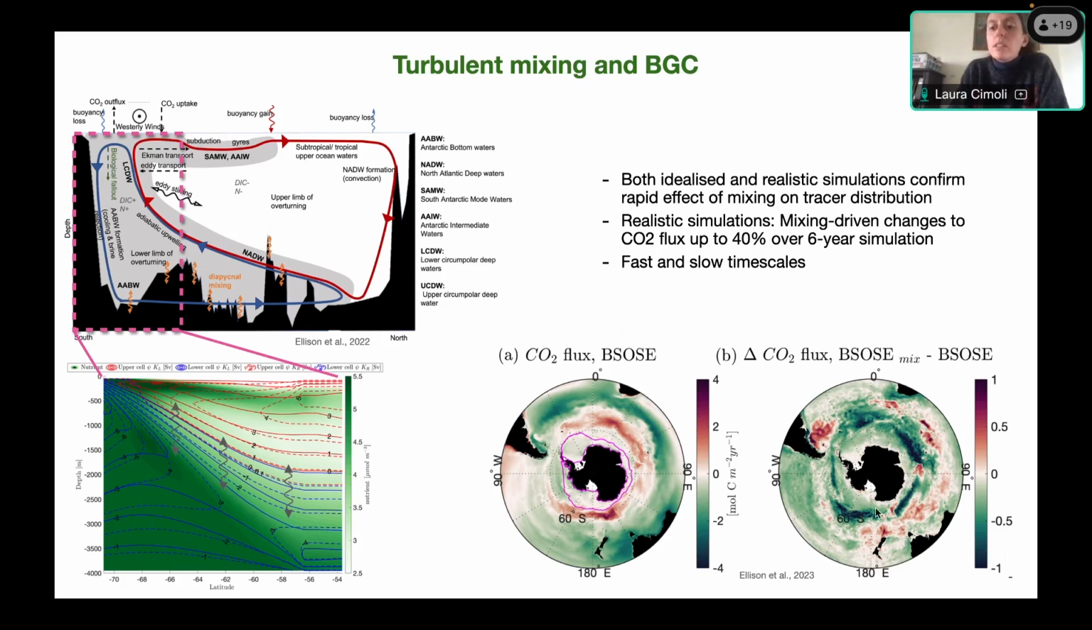So what she finds is that, again, with different mixing, there is a different nutrient supply to the surface, which leads to different primary productivity, and so leads to differences in the CO2 fluxes, which is what is shown here. And there were up to 40% changes in the net flux over the span of a 6-year simulation. So we're really talking about fast changes.